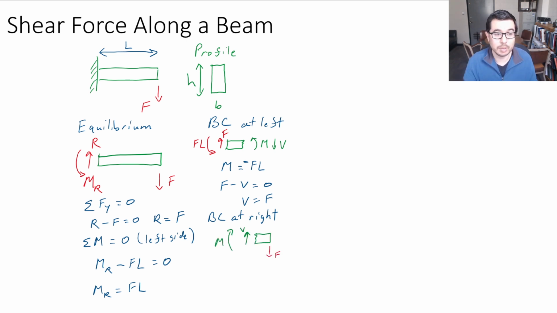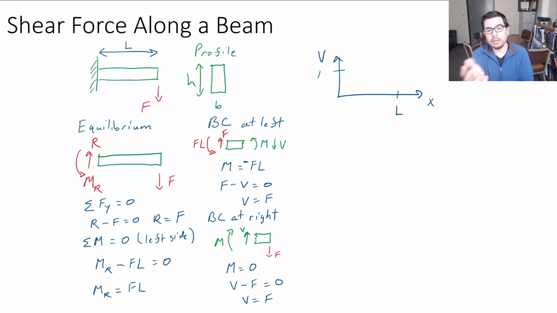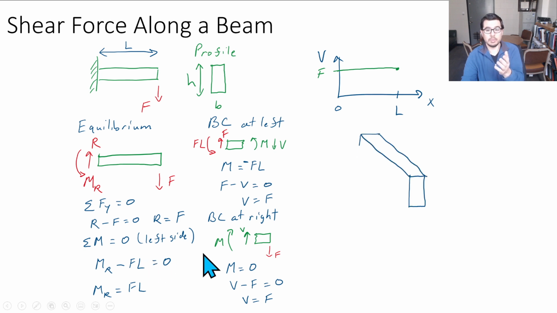We're going fast. We've done this before. And we know that V is equal to F. So the internal shear force can be thought of as just being equal to F, and that's a constant along this beam.